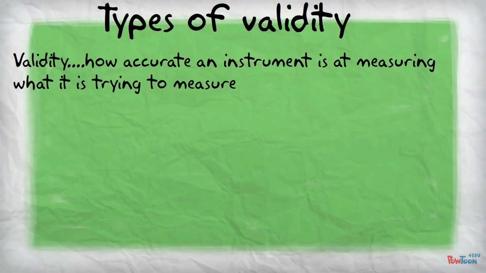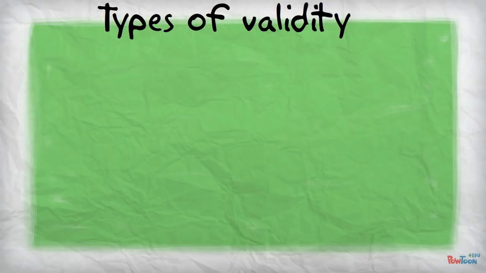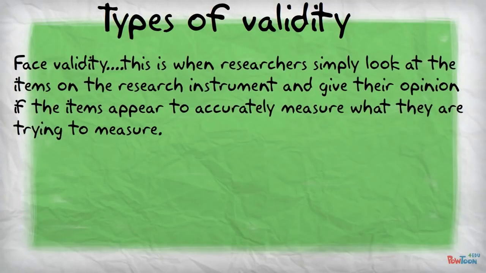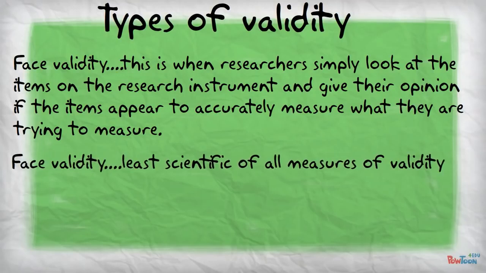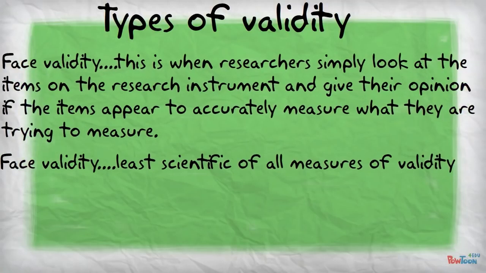There's a bunch of different ways of determining the validity of a research instrument. The first is face validity. This is when researchers simply look at the items on the research instrument and they give their opinion if the items appear to accurately measure what they're trying to measure. Face validity is the least scientific way of determining if your instrument items are valid. Face validity is just the researcher's opinion if the items look valid or not.